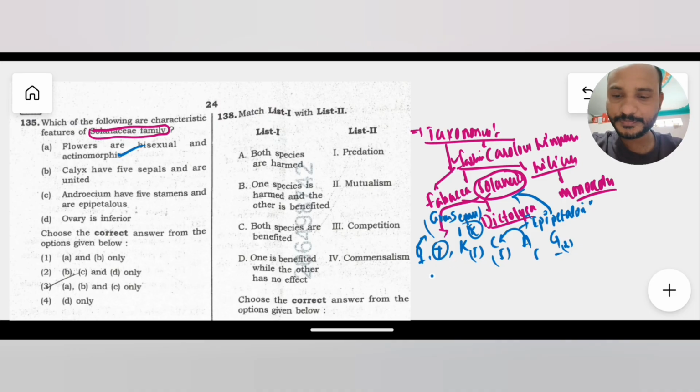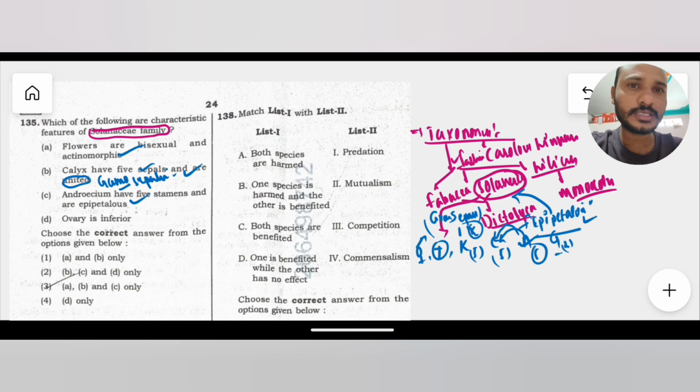United calyx is called gamosepalous; if they are free, polysepalous. They are gamosepalous, so the second statement is also right. Androecium has 5 stamens. What is androecium? A group of stamens together forms the androecium. How many of them? There are 5. And they are epipetalous; yes, the stamens are attached to the petals. The epipetalous condition is there, so statement 3 is also right. Statements 1, 2 and 3 are right.